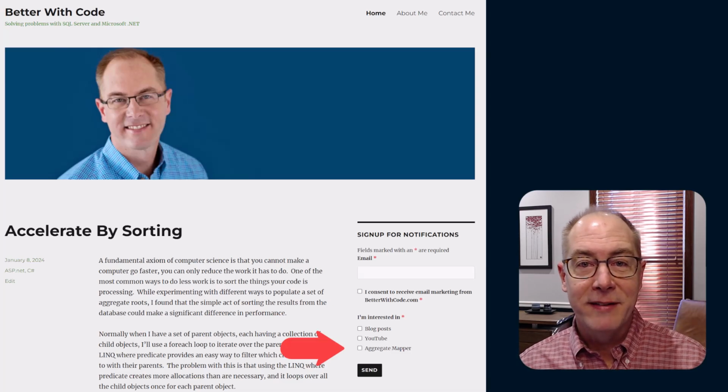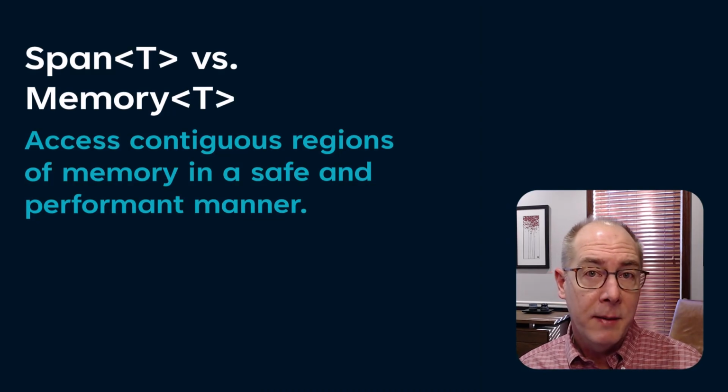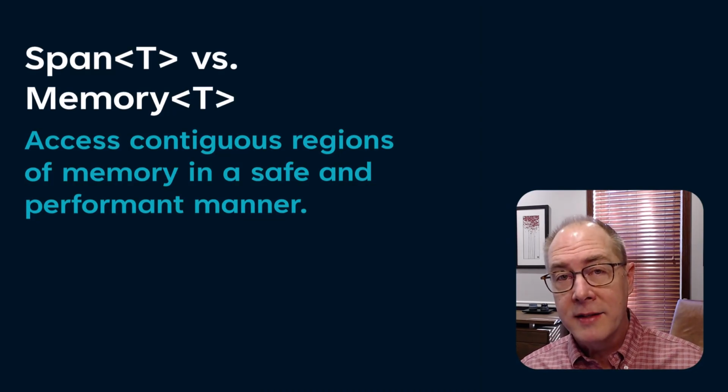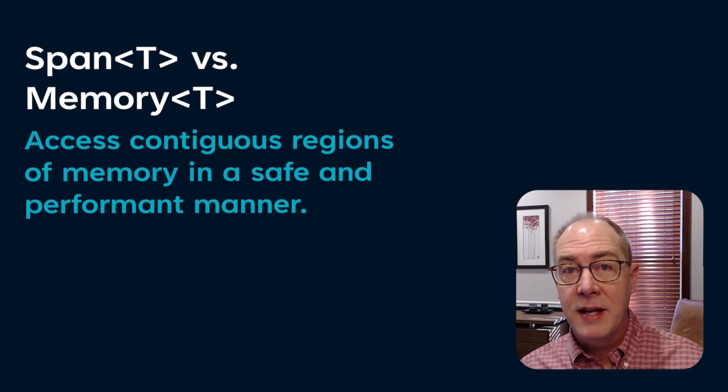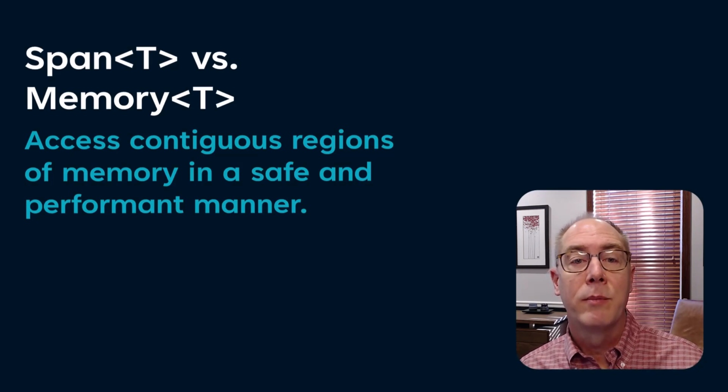All right, back to the main event. The purpose of span of T and memory of T is to provide a way to access contiguous regions of memory in a safe and performant way. They should be used when you want to avoid memory allocations and you want to get great performance.